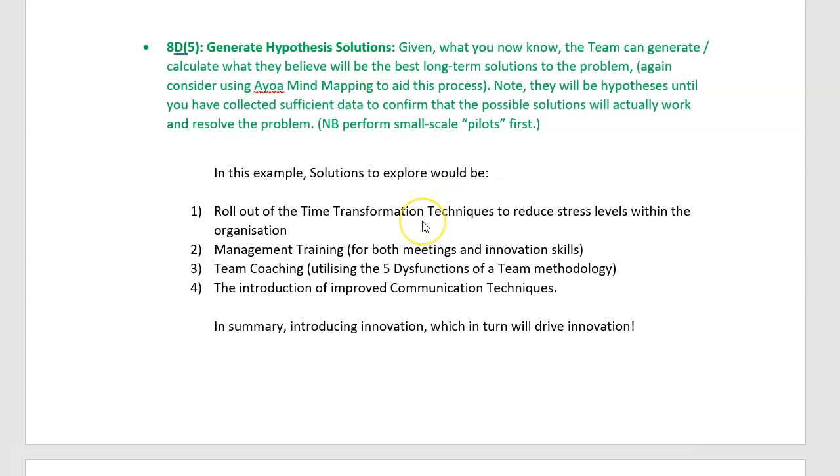In this example, solutions to explore would be: 1. The rollout of the time transformation techniques to reduce stress levels within the organisation. 2. Management training for both meetings and innovation skills. 3. Team coaching utilising the 5 dysfunctions of a team methodology. And 4. The introduction of improved communication techniques. In summary, introducing innovation, which in turn will drive innovation.